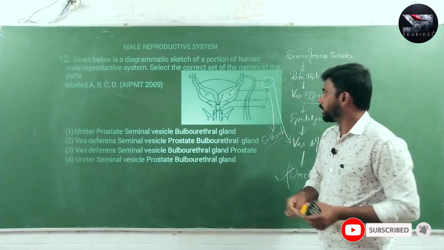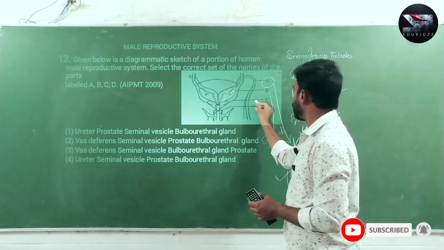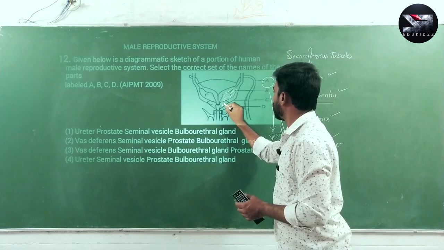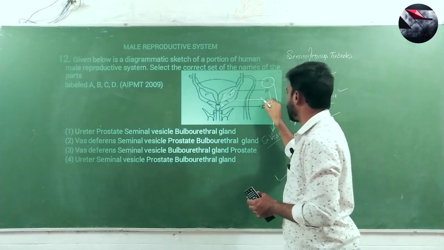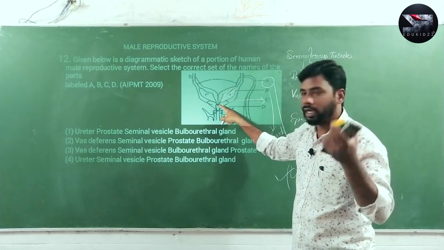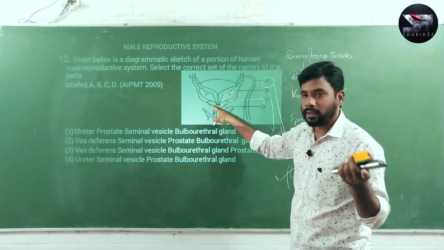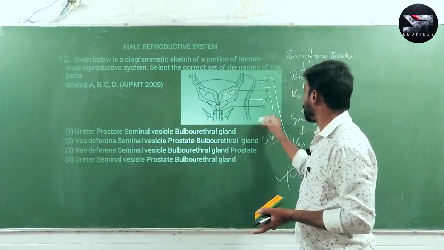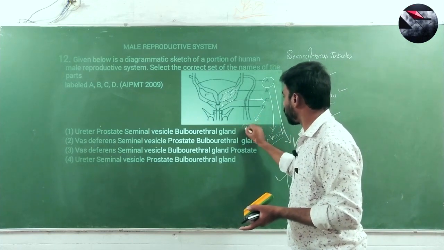Got it. And the next one is C. You can see here this one, this one is the C. This one is a single golf ball sized or chestnut sized gland. This gland is the prostate gland. C is the prostate gland.